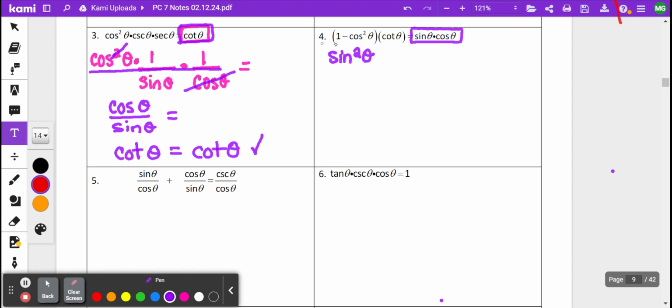So we'll replace that. And in the same step, it's okay to do two substitutions in the same step. We know that cotangent of theta, we just used it over here, cotangent of theta is cosine of theta over sine of theta.